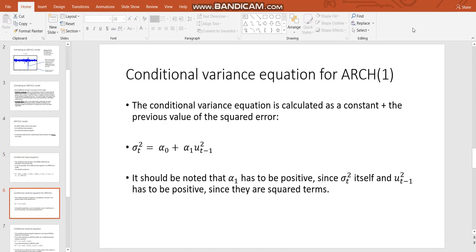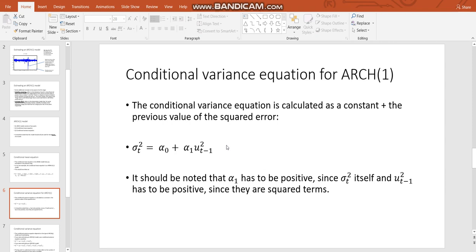Now bear in mind that the conditional variance equation for an ARCH(1) model would just be a constant, alpha 0, plus the previous value of the squared error. So in other words, the value of the squared error in the previous time period. Bear in mind that if we had an ARCH(2) model, we'd have an additional term there that would say alpha 2 u squared t minus 2.